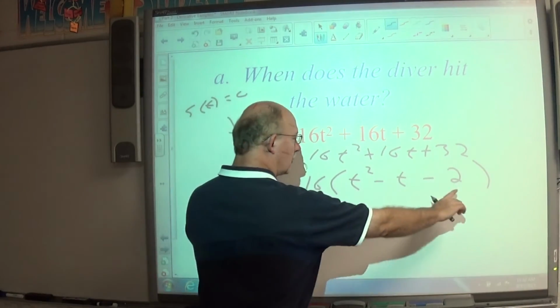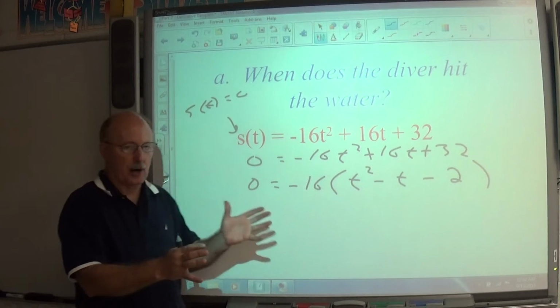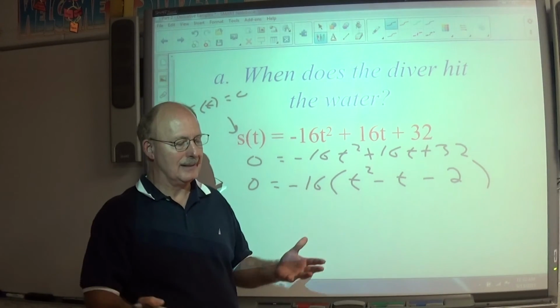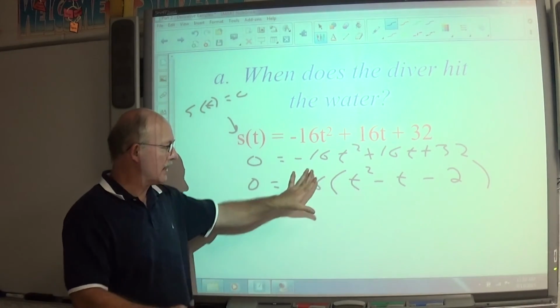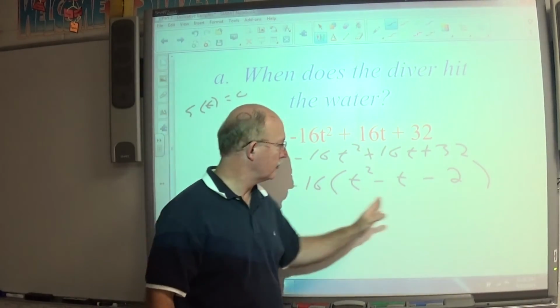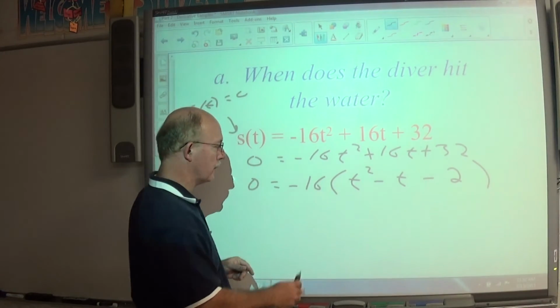Okay, now let's go ahead and factor. As far as our time values go, we don't use the negative 16. That's just a number; we can forget about that. We're going to solve t squared minus t minus 2 for t.